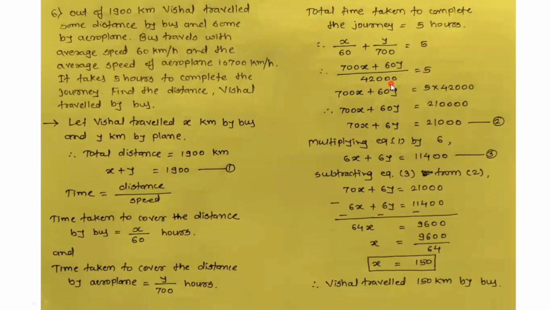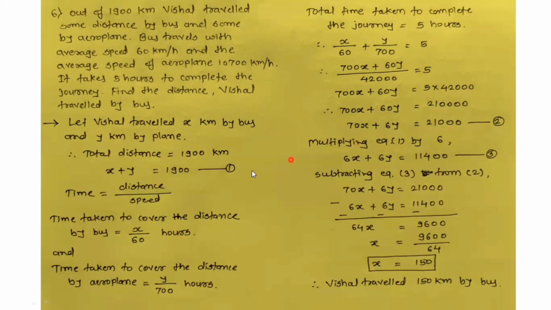Now 42,000, if we take it to the right hand side, it will be in the numerator. So we will have 700x plus 60y is equal to 5 into 42,000, that is 700x plus 60y is equal to 2,10,000. If we divide each of these terms by 10, we get 700x by 10, that's 70x, plus 60y by 10, that's 6y, is equal to 2,10,000 divided by 10, that is 21,000. It is equation number 2.